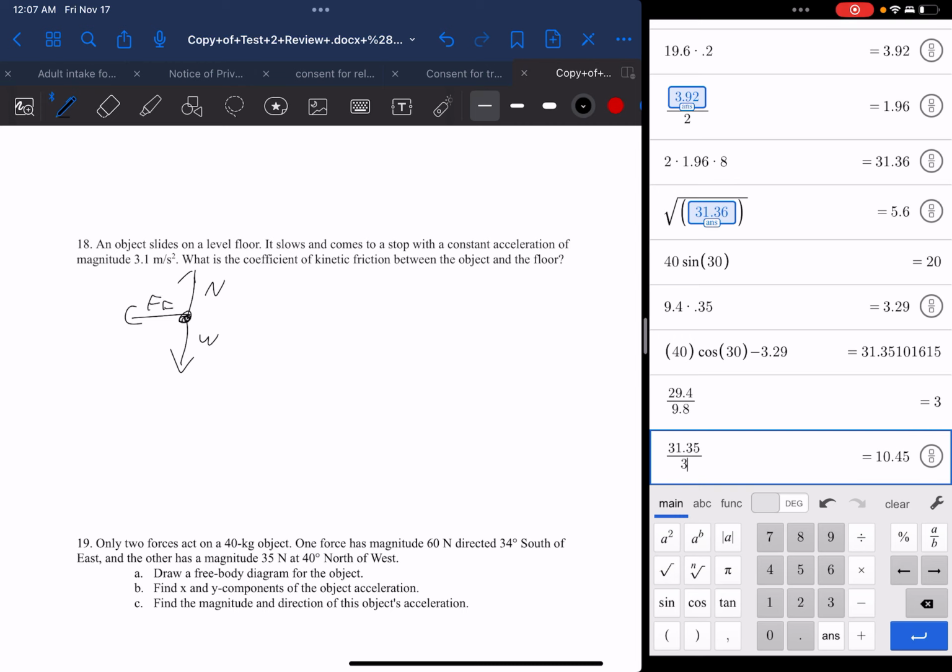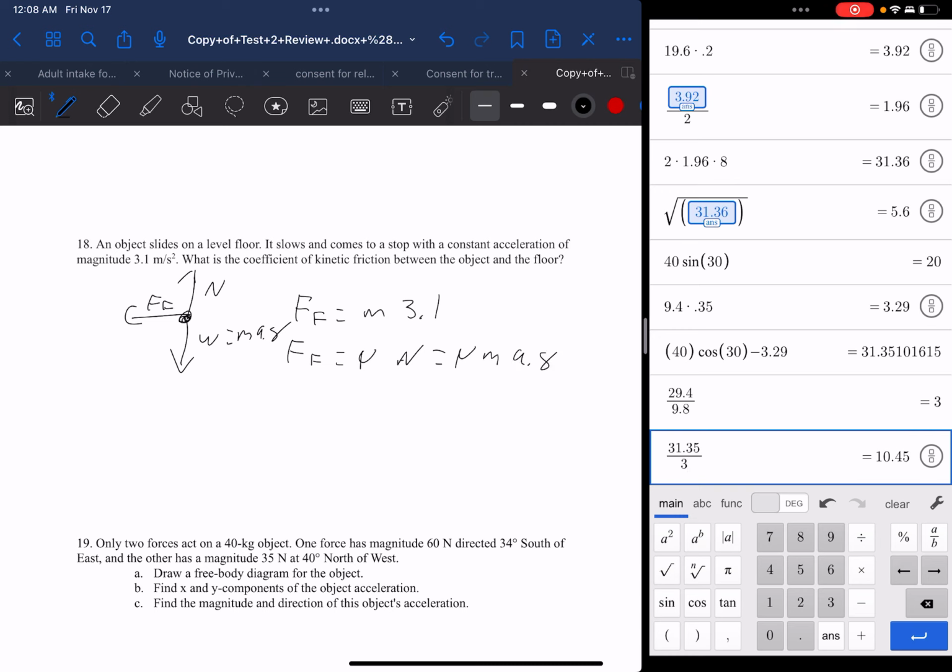That force of friction, which we don't know, is the net force acting on the object, which means that the force of friction is going to equal the object's mass times its acceleration, which we know is 3.1. We don't know the mass, but as we will see, we don't need to know the mass. The force of friction also equals the coefficient, which is what we're looking for, times the normal force. The normal force, since it's equal and opposite to the weight, which is always the mass times the acceleration due to gravity, we can rewrite this as the coefficient times the mass times 9.8.